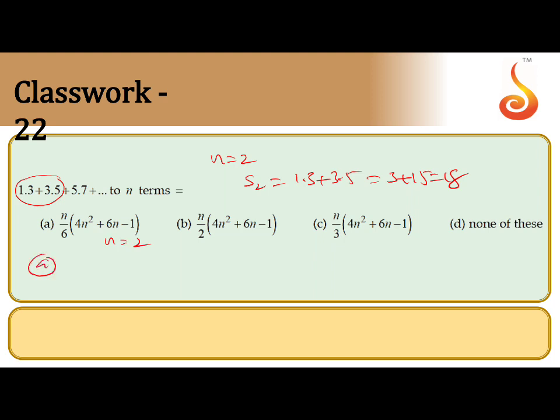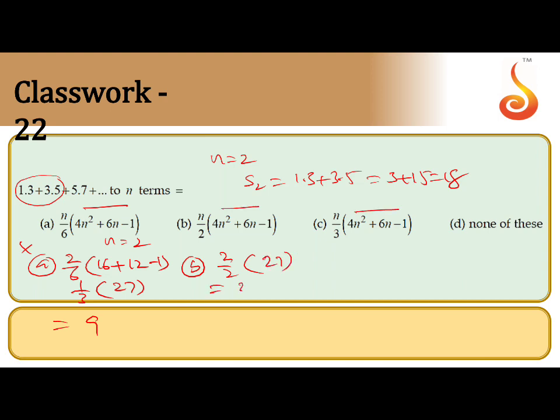First option, n equal to 2: 2 by 6 into 4 into 4, 16 plus 12 minus 1. So 1 by 3 into 27. This gives 9. That is not matching, but you need 18. Option A is ruled out. Option B: the bracket is common, 4n square plus 6n minus 1, this is the same, that value we already got, 27. Some sharpness is required when you are solving. So B is also wrong. Go for C. So n is 2 by 3 into 27. The 3 nines, 2 into 9, which is matching. The answer is C. So this is equal to S2, matching with S2.